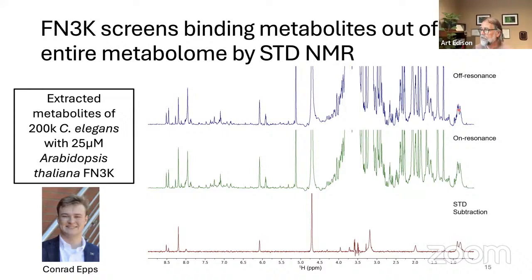So the top one is the saturation transfer difference spectrum as the reference, where there's no saturation done. The center one in green has saturation, so Conrad put FN3K into this mixture of C. elegans metabolites, the same FN3K that he was just looking at on the last slide. Then here it's on resonance, and the bottom one is the STD subtracted spectrum. And lo and behold, he was able to see these NAD-like species showing up out of all of the worm metabolome, a little bit of other stuff too that I'll tell you about in a second, that binds to this protein.